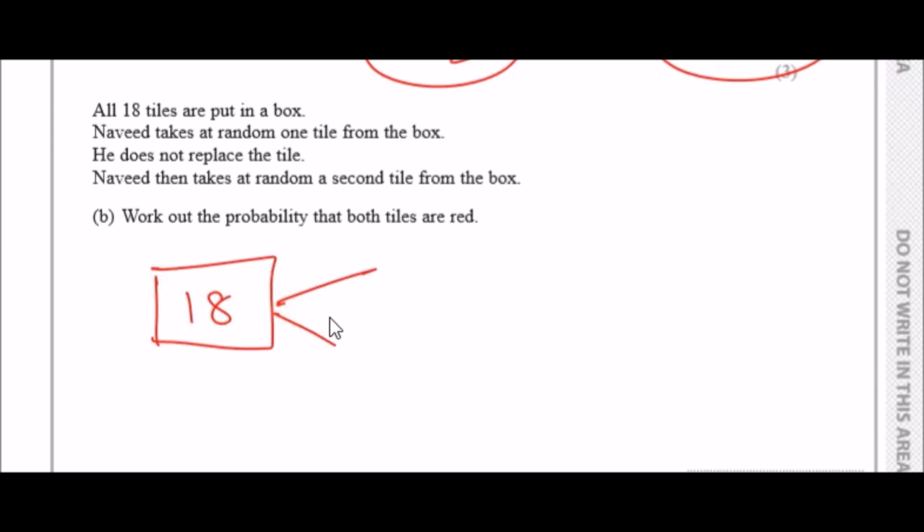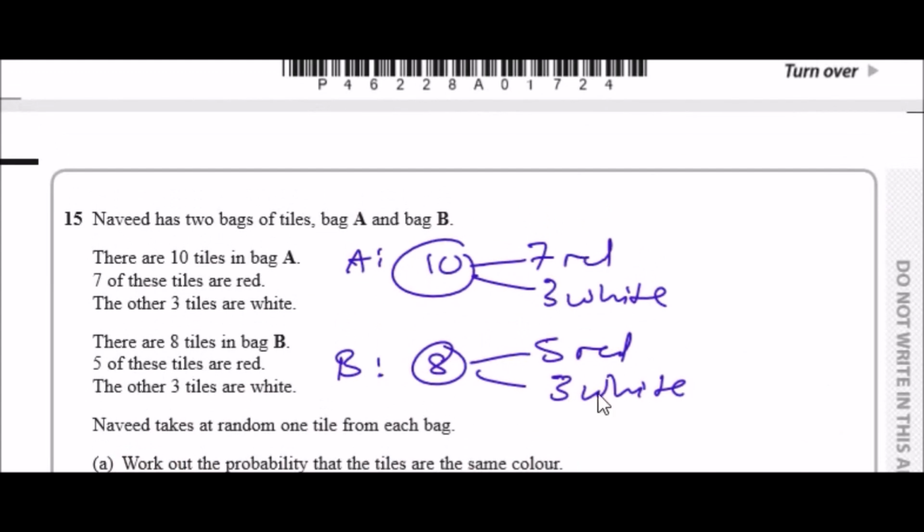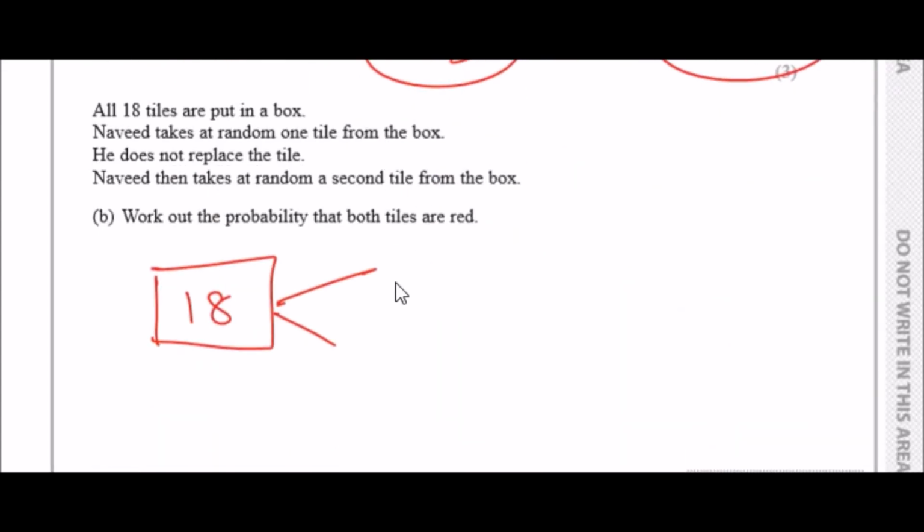And how many red and how many white? So we have 7 red and 5 red separately. So now we've got 12 reds. And of course, this means we're going to have 6 whites. Work out the probability that both tiles are red.